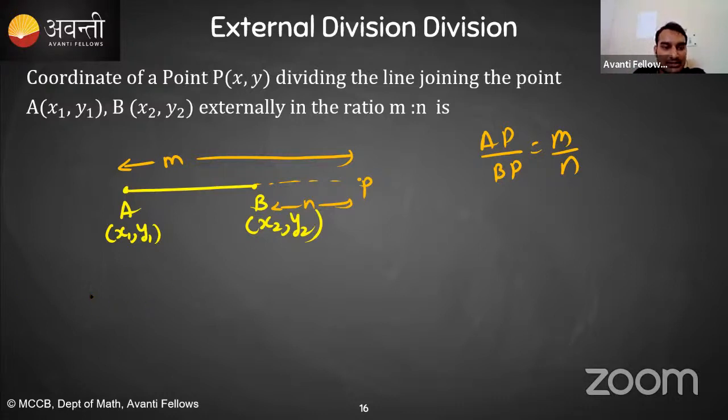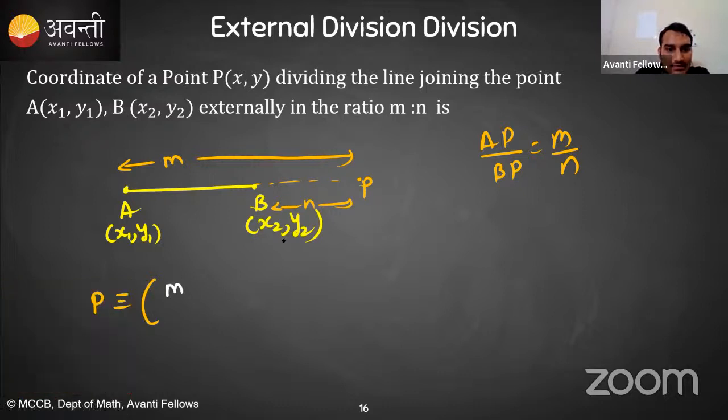So what is the coordinate of P? Tell me, the coordinate of P if the division is external. So this is called external division. You can see that P is lying outside AB. So that's why it is called external division. Clear? So what is the coordinate of P? How will you write the P coordinate?